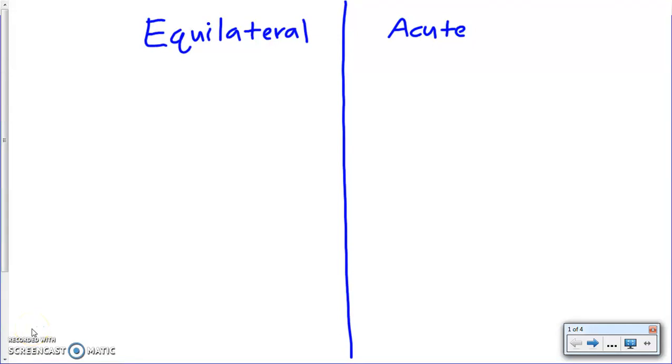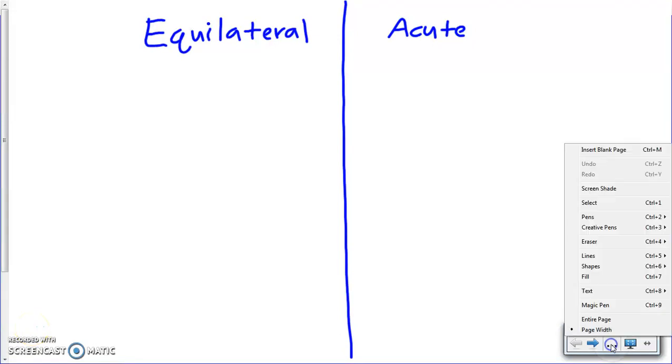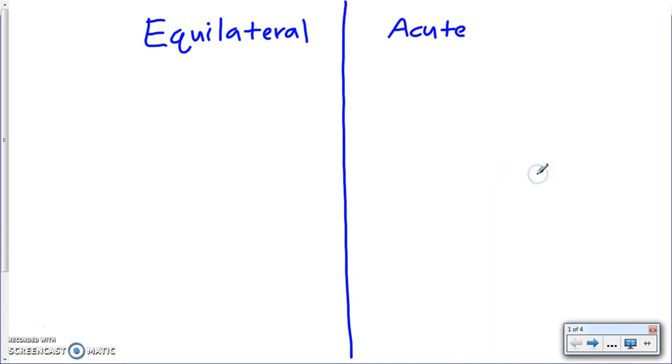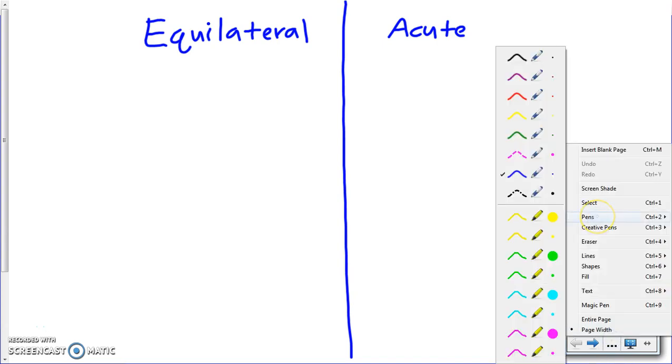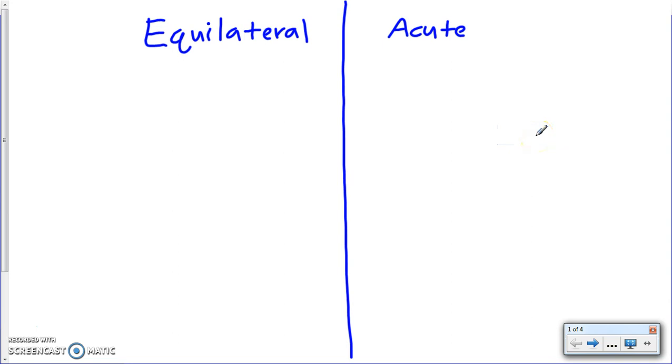For this lesson, we're doing Module 4, Lesson 13. We're really just going to focus on some vocabulary words. And the first vocabulary word we're going to focus on is this word equilateral. Now, all of these words we're going to be talking about today are going to be dealing with triangles. So to start with, we have an equilateral triangle.